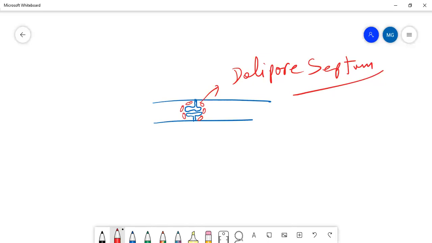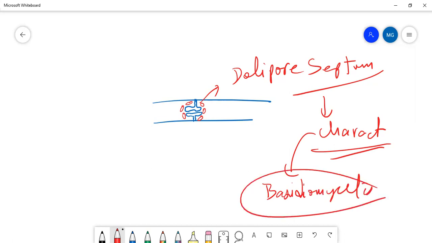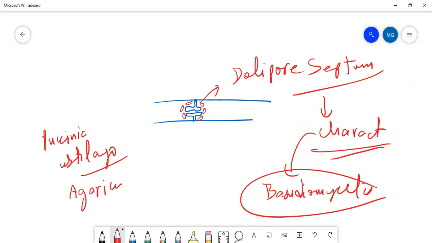And we know dolipore septum is a characteristic feature of, सब में नहीं मिलता ये. This is a characteristic feature of basidiomycetes. जैसे Puccinia, Puccinia we know is a basidiomycetes. Ustilago we know is a basidiomycetes. Agaricus, मतलब mushroom, we know it is a basidiomycetes. All these are examples of basidiomycetes. Okay, so this you should know.